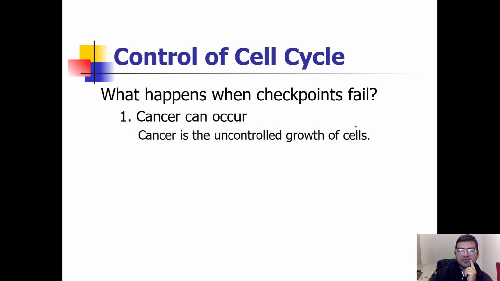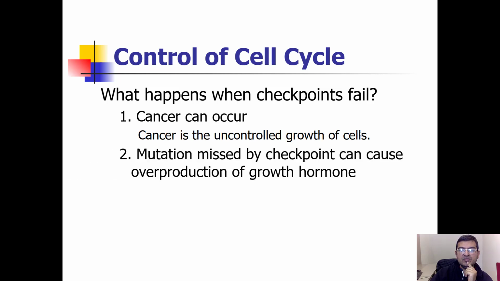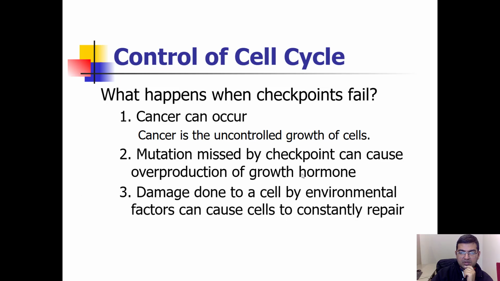What happens when a checkpoint fails? Cancer can occur. Cancer is uncontrolled growth of cells. A mutation missed by the checkpoint can cause overproduction of growth hormone. Damage done to a cell by environmental factors can cause the cell to constantly repair.